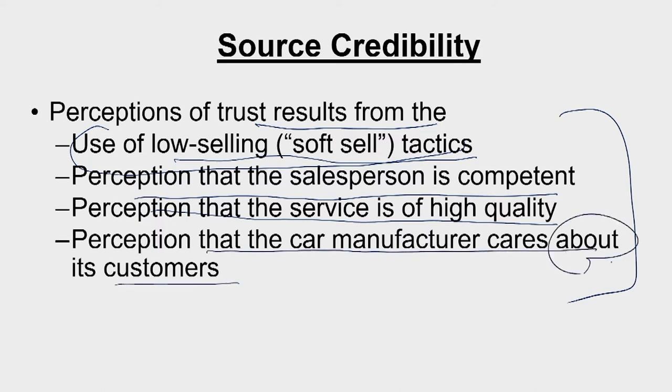And perception that the car manufacturer cares about customers. Since we are using car in the last example, this point also. So, perception that the car manufacturer cares about the car and about the consumers leads to more source credibility. If you look at the car industry, if a company sells you a car, and after buying the car, it also goes ahead and calls you several times, tries to make this personal interaction with you, offers you goodies, free services, some kind of interactions or takes feedback.